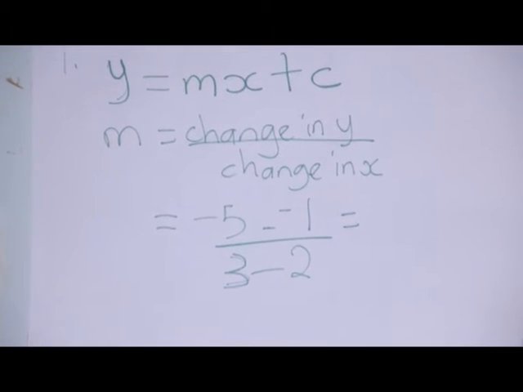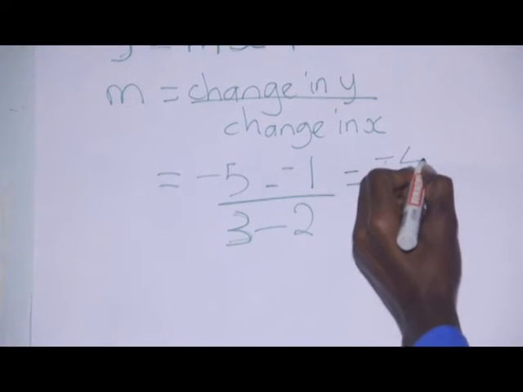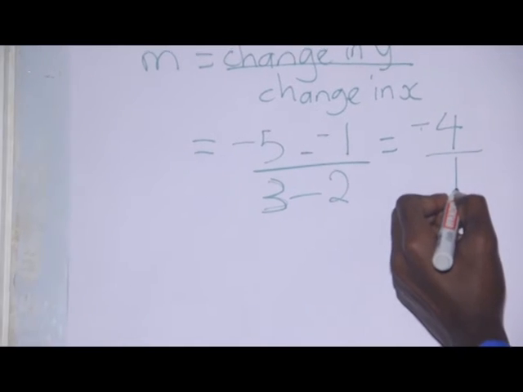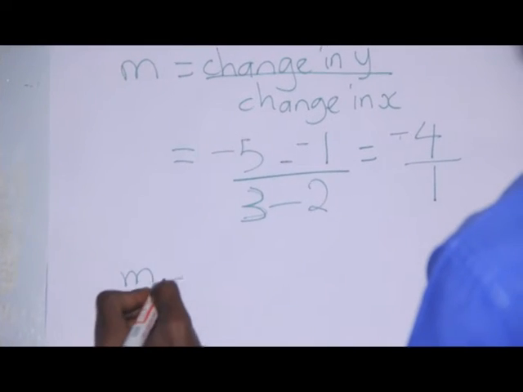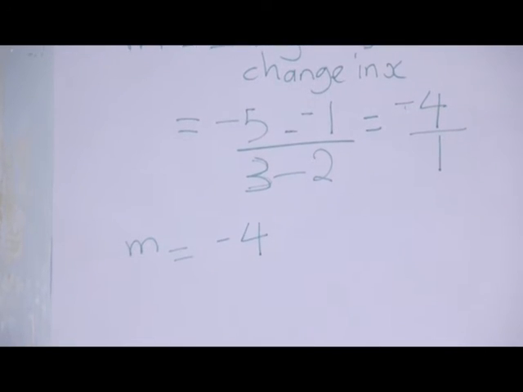A negative and a negative gives us a positive. So we have -5 plus 1 gives us -4, divided by 3 minus 2 gives us 1. Meaning my gradient is equal to -4 divided by 1, which is -4.